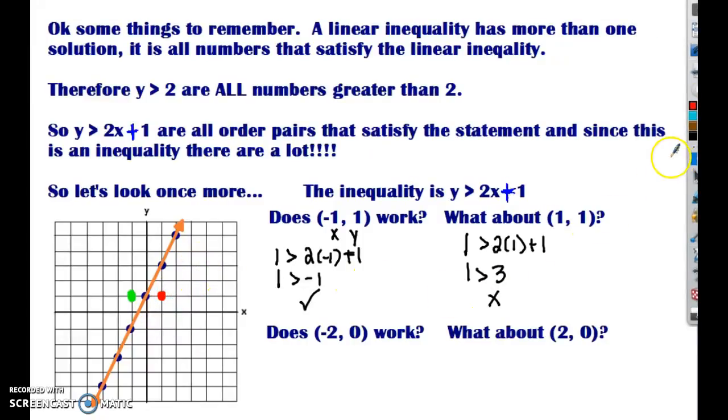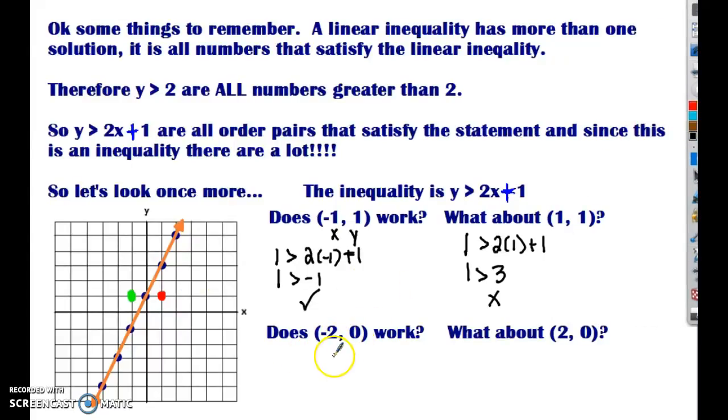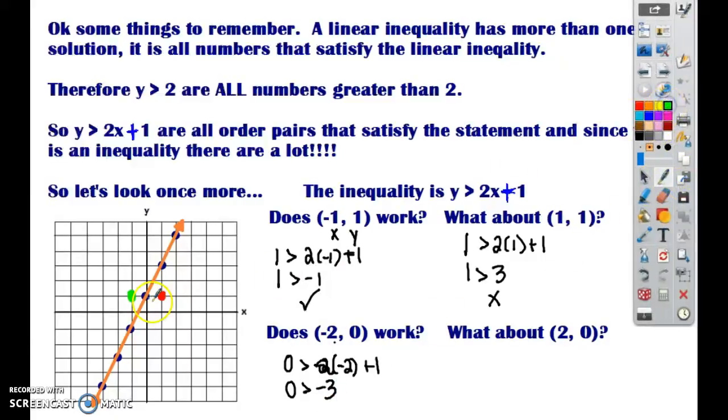What about (-2, 0)? Is (-2, 0) a solution? All right, so this is x and y. We already know that. So is 0 greater than 2 times -2 plus 1? So 2 times -2 is -4. -4 plus 1 is -3. Is 0 greater than -3? Yes, so (-2, 0) works.